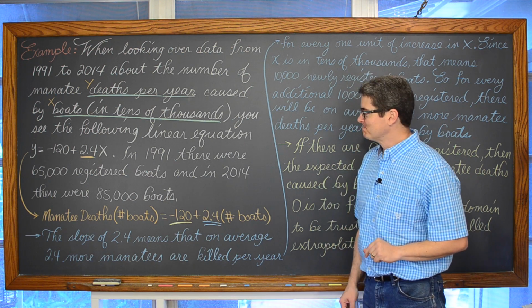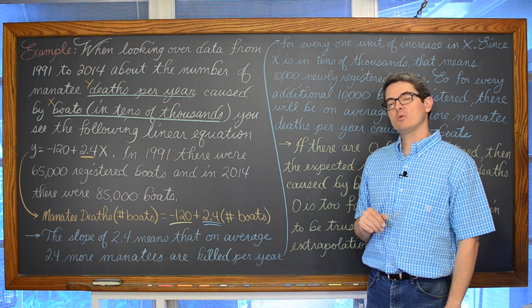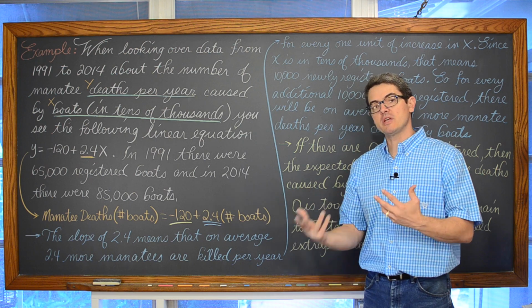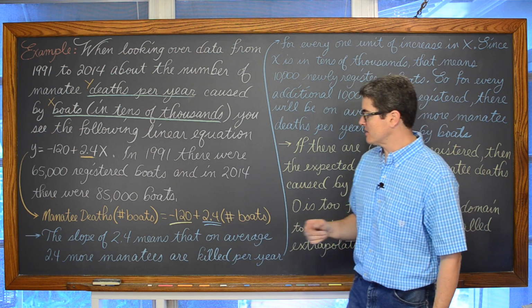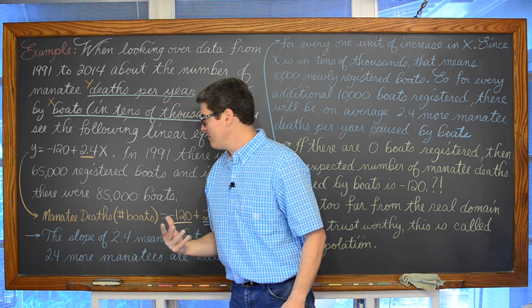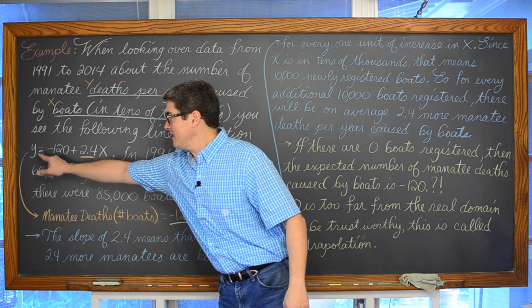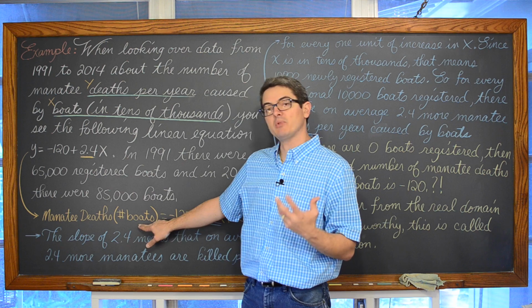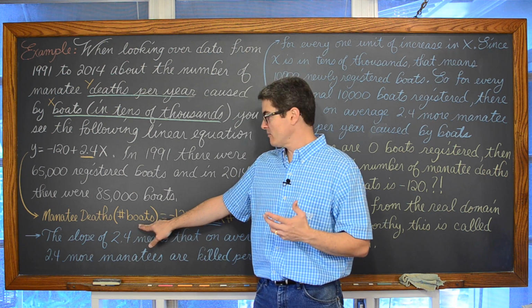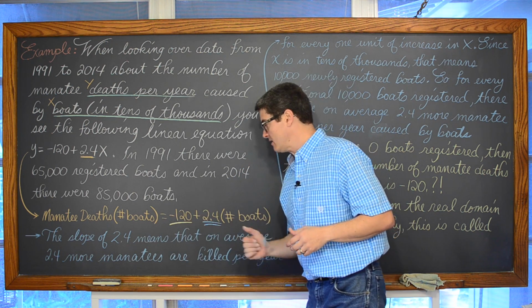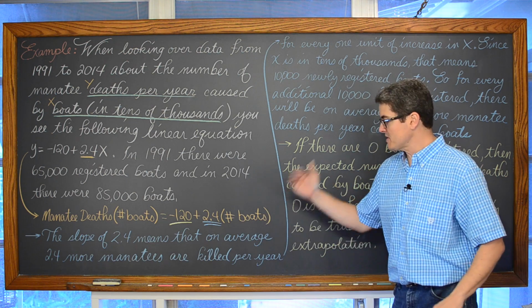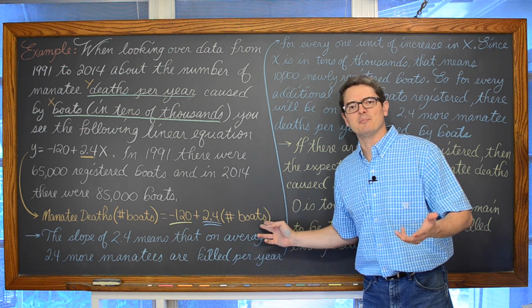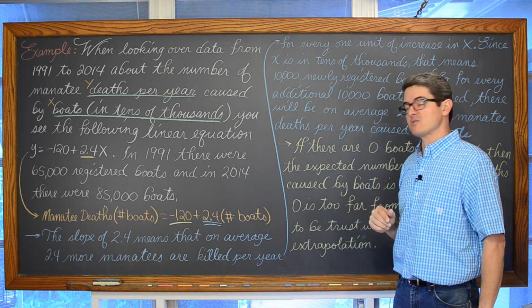Alrighty, let's see what we got. Well, I wrote y is equal to negative 120 plus 2.4x into function notation. We just did that in a previous lesson, and this is more like how people talk. Y is the dependent variable, so it's the number of manatee deaths, and it's being explained by, in the study, the number of boats that are registered, which is then negative 120 plus 2.4 times the number of boats. It just looks a lot better without those generic x's and y's.